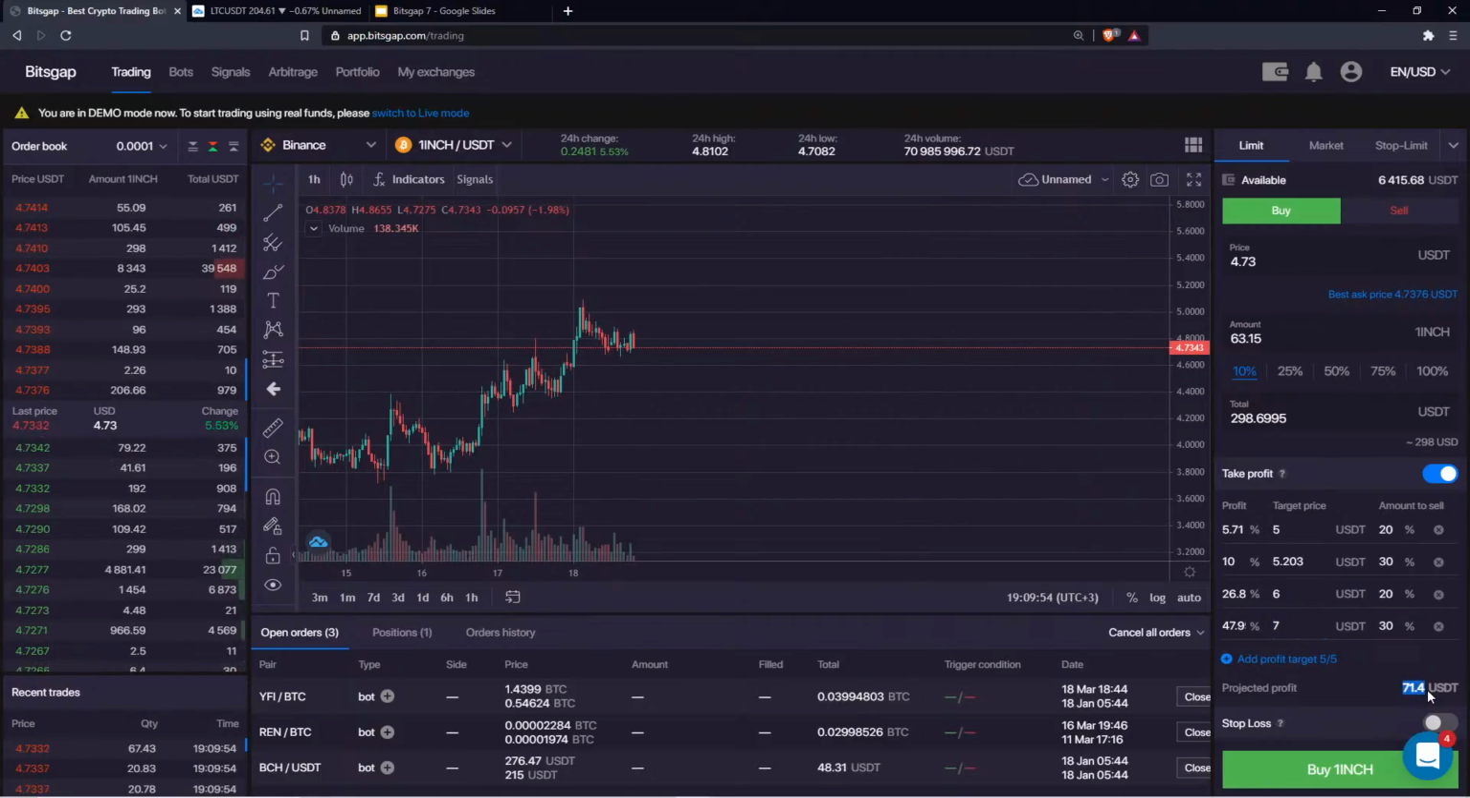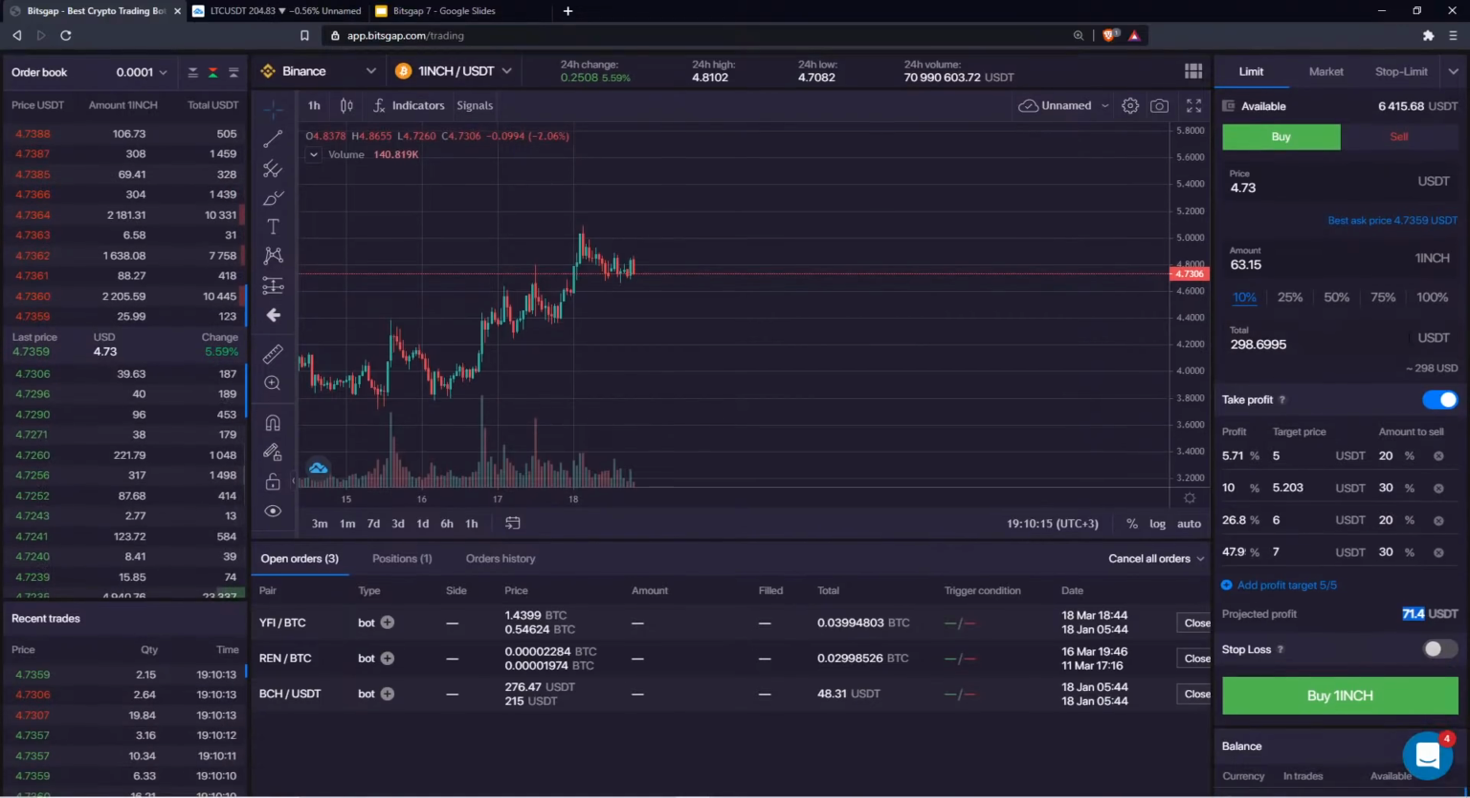And the cool thing about Bitsgap is that you have this return projected, estimated. Like 71 USDT is exactly what you can expect from this trade as the maximum profit if all take profits are hit by the market. So this is the profit that you can expect from this trade.